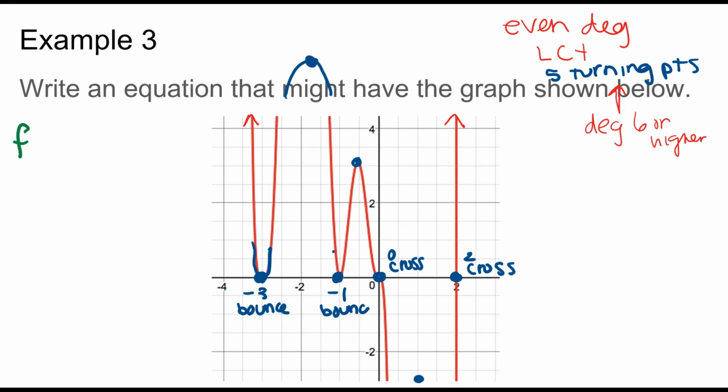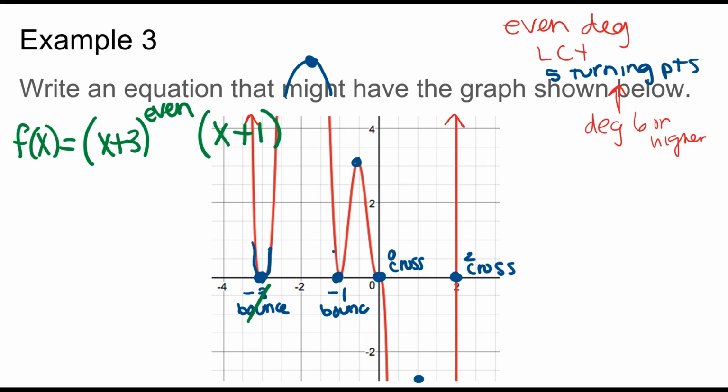So we'll write f of x equals, and we'll start with this first one. So if the 0 is -3, the factor is going to be x + 3. And if it's bouncing, the multiplicity has to be even. Next, we've got a 0 of -1, so the factor is x + 1. And it's bouncing, so it's got to be even multiplicity. We've got a 0 of 0, so that's just going to be x. It's crossing, so it's got to be odd. And we've got a 0 of 2, so it's x minus 2. It's crossing, so that's odd.